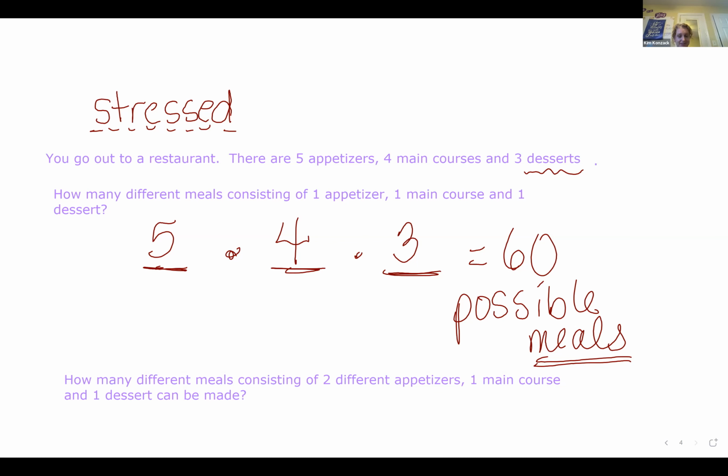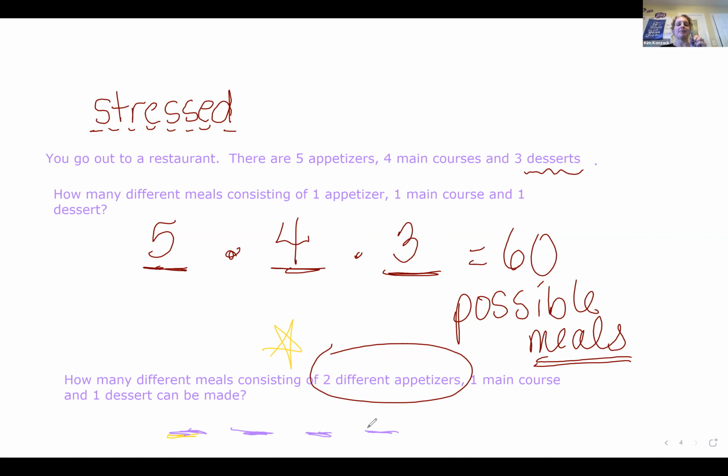why this is, can anyone tell me? Okay, let me see if I can highlight it here. 2 different appetizers, 2 different appetizers. Okay, so that means that when we write out our possibility, here's our first appetizer, our second appetizer, our main course, our dessert. So different appetizers, meaning I can't have 2 of the same appetizers, even though sometimes I want to.